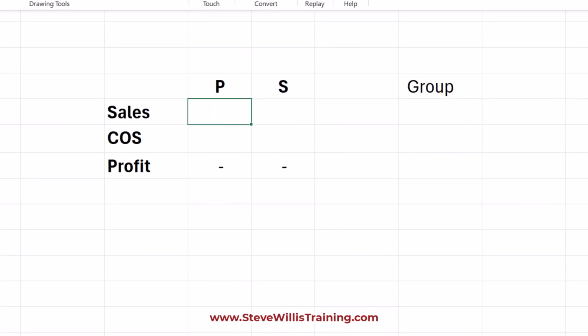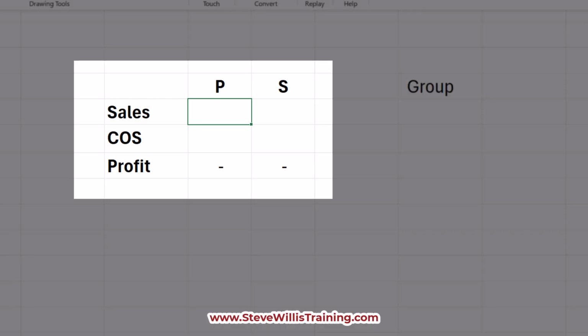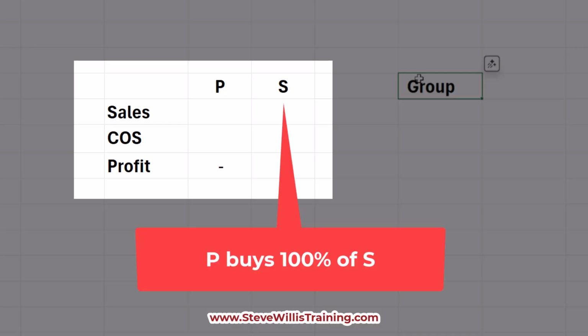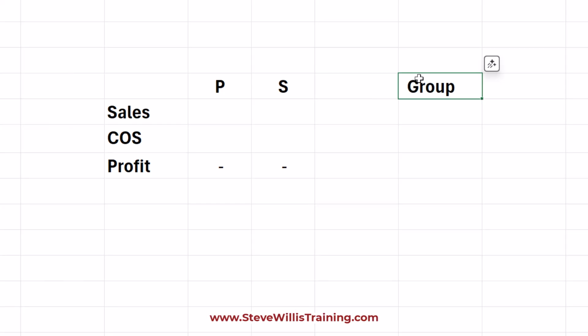I have 2 companies on my screen, company P and company S. Let's imagine that P acquires 100% of the shares in S at the beginning of the year. This means that S is a subsidiary of P. P controls S, so we'll need to prepare a consolidated statement of profit or loss in a moment. Let's start by looking at their trading for the year.